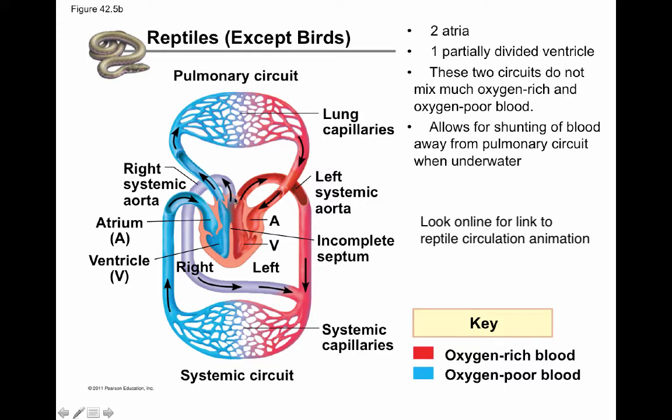But in general, when the organism is in the air or not underwater, the blood's going to flow from the right atrium to the right ventricle to the lungs, pick up oxygen, drop off carbon dioxide, come back to the left atrium, the left ventricle, and then go to the systemic circuit, to the systemic capillaries, drop off oxygen, pick up carbon dioxide, and come back.